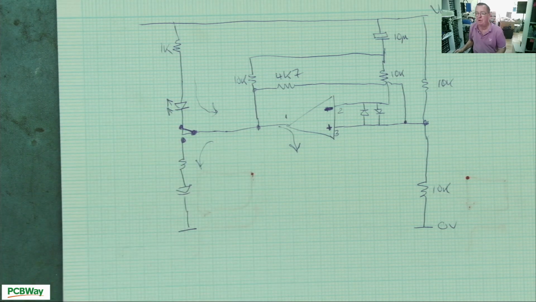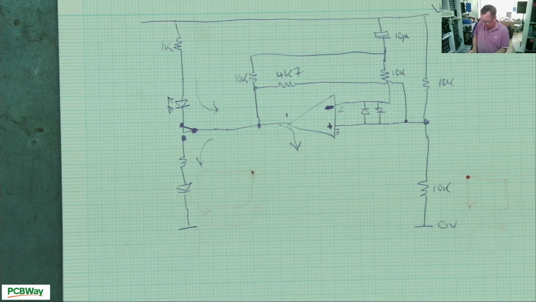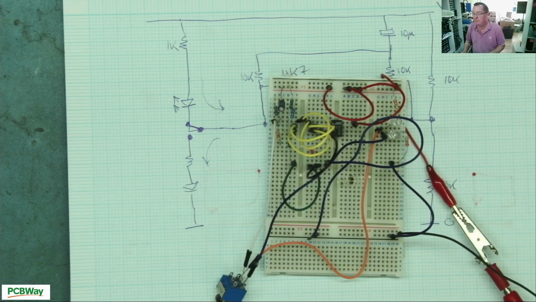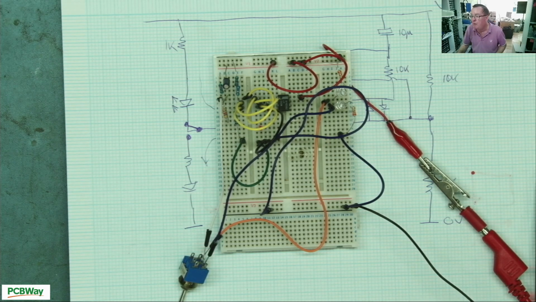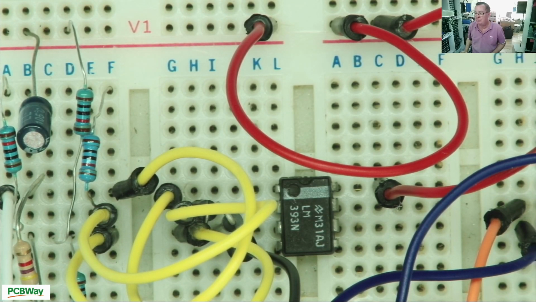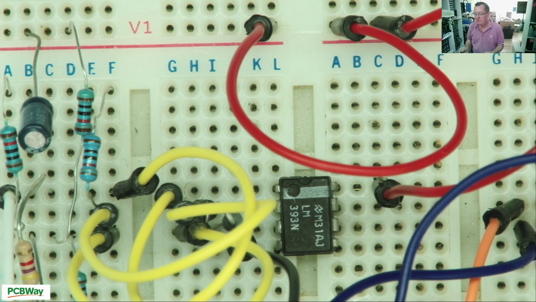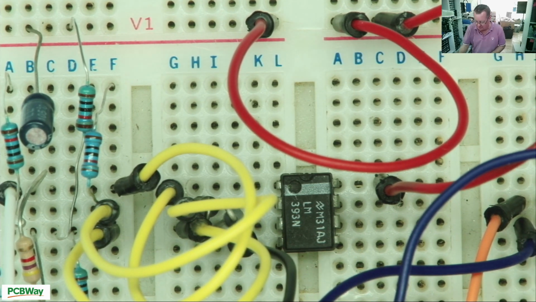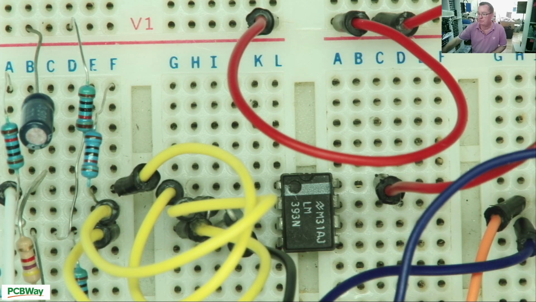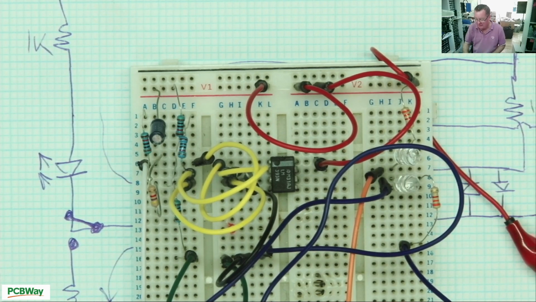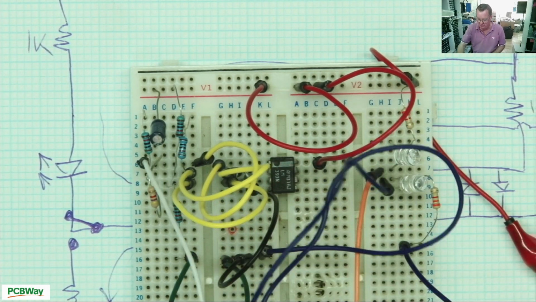So I built this on breadboard to see what it actually does, and here it is. Let's try it. At the moment I have a comparator chip in, an LM393 dual comparator, okay? But I'm only testing one side of it. I've only built a single instance of this circuit. I just want to see what it does, okay? I've put the 2 LEDs and I've attached a switch, okay?